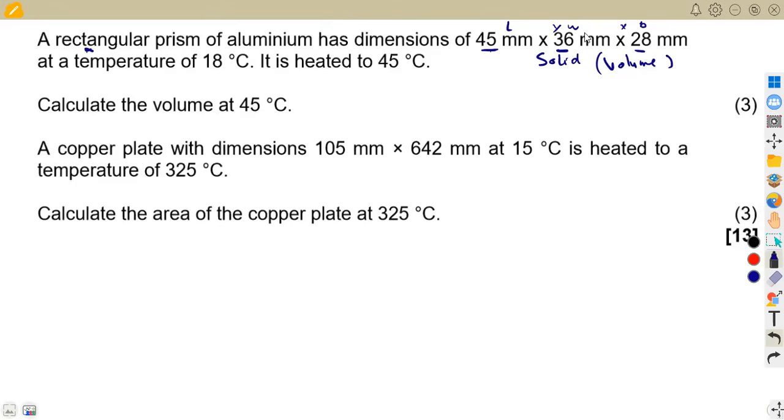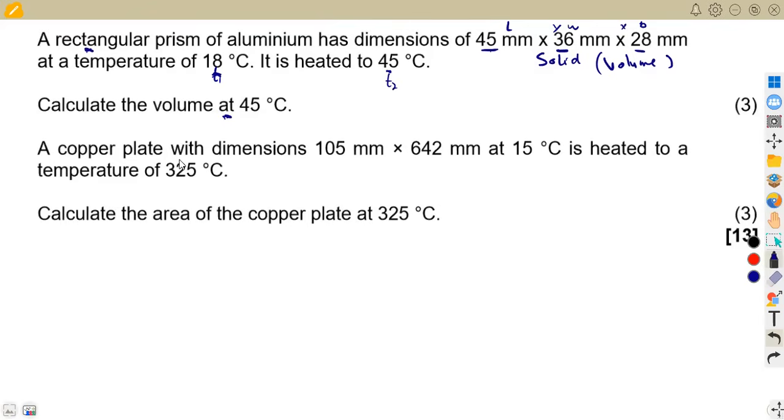Some use length times width times breadth, in this case. All right, so here we have got the volume. At the initial temperature, our T1, it is heated to 45 degrees Celsius, which means we are talking about the second temperature. The increase is from 18 up to 45. Calculate the volume at 45 degrees Celsius.